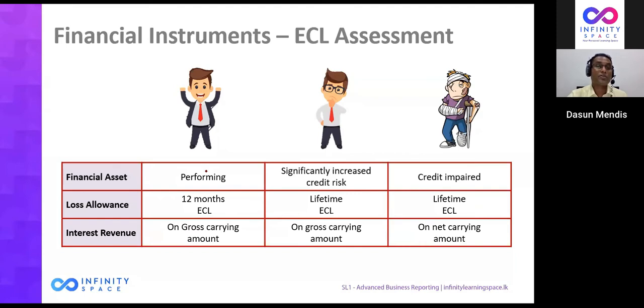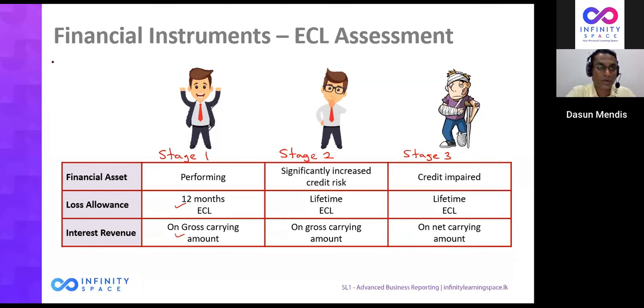You need to divide into 3 stages. So I would say this is stage 1. Stage 1 means performing loans. Stage 2, these are the loans where there is a significant increase in credit risk. Okay, so some people refer to this as non-performing loans. And stage 3 is what? Credit impairment. Okay. Now, if you are in stage 1, that means loans are performing, so your borrowers are paying on time. You recognize the loss allowance by using the 12 months expected credit loss model. And you recognize the interest revenue by using the gross carrying value of the loan.